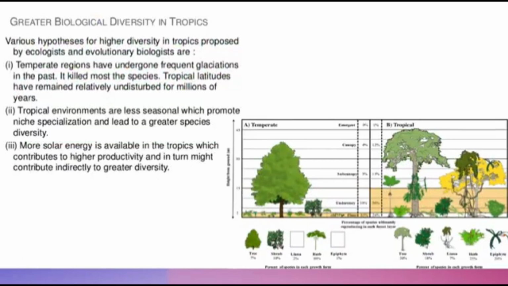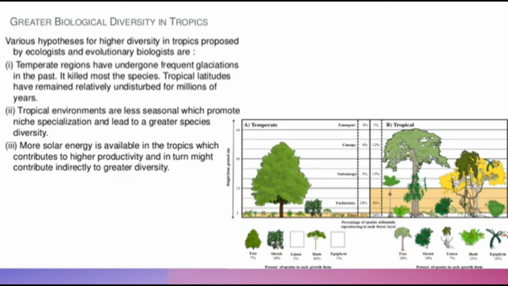Here are some of the hypotheses to tell you why there is higher diversity in the tropical region compared to temperate regions. One of the hypotheses says that due to frequent glaciation in the past, many organisms were killed in the temperate region. Because of that, we can find a lesser diversity in the temperate region, but in the tropical region, they were undisturbed for several years. There was no glaciation occurring in that tropical region. That is why the organisms are more in number.